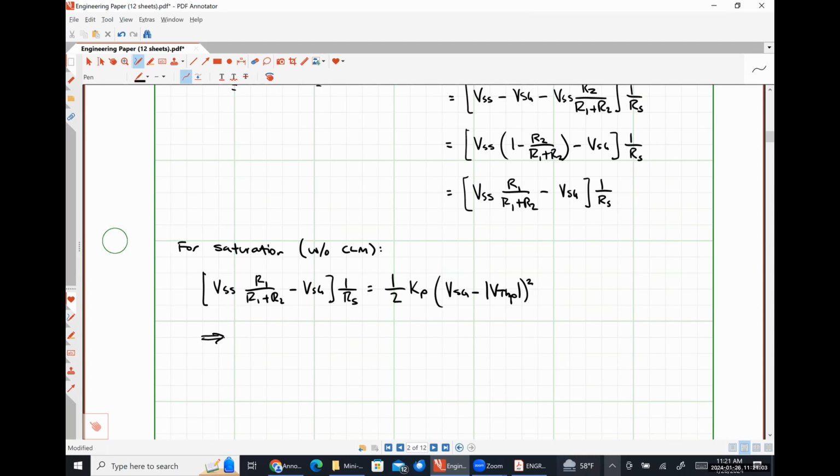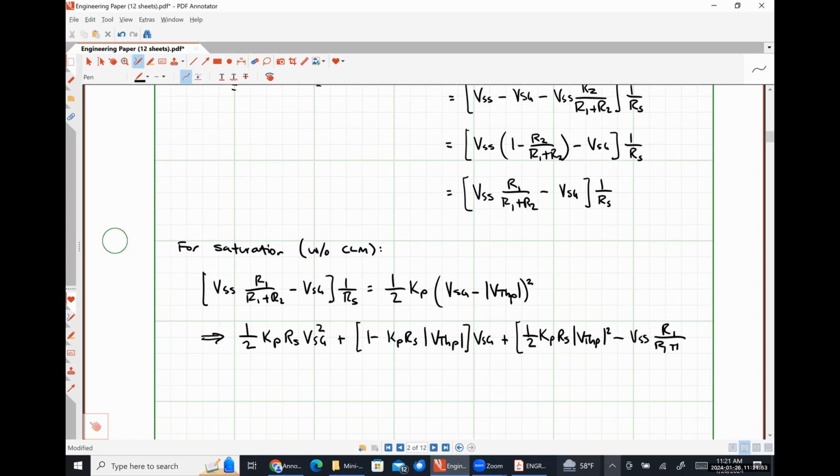Algebraically manipulating this expression winds up giving us 1/2 KP RS VSG squared plus (1 minus KP RS times the absolute value of VTHP) times VSG plus 1/2 times KP RS times the absolute value of VTHP squared minus VSS times R1 over R1 plus R2 is equal to 0.